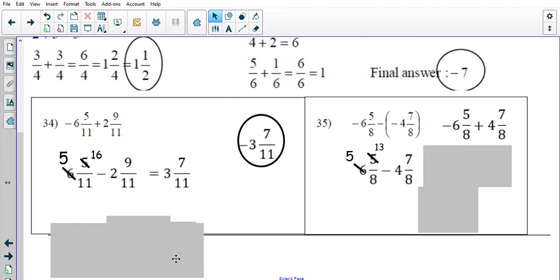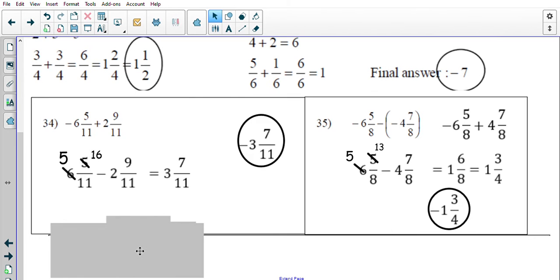I wanted to put a lot of these in the guided notes since it's something that students forget how to do. The 6 becomes a 5. This 5, the numerator, becomes a 13. Add 8/8 onto 5/8. Now we subtract. 5 minus 4 is 1. 13 minus 7 is 6. So we get 1 and 6/8, which reduces to 1 and 3/4. And because 6 and 5/8 was bigger and negative, my final solution will be negative.